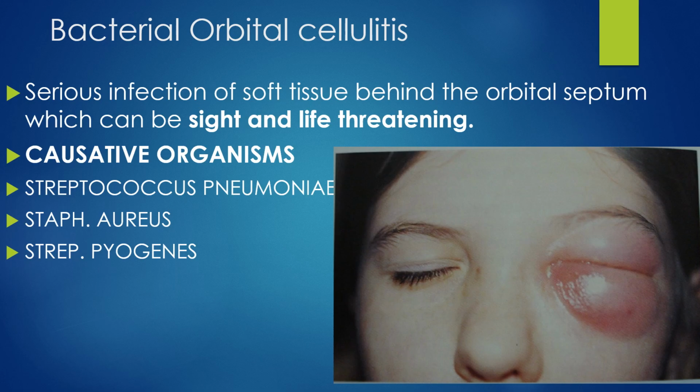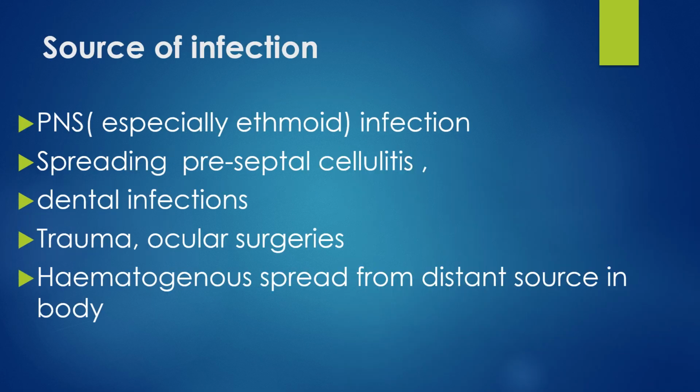Orbital cellulitis is a serious infection of soft tissue behind the orbital septum, which can be sight or life-threatening. The causative organisms are usually Streptococcus pneumoniae, Staph aureus, and Streptococcus pyogenes. Infection usually spreads to the orbit from the paranasal sinuses, especially in case of ethmoid sinusitis, or it may spread from preseptal cellulitis.